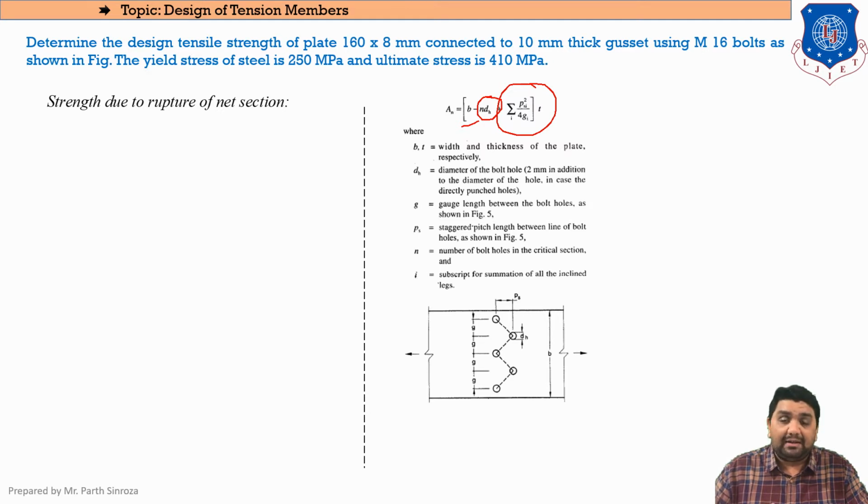S stands for staggered and P stands for pitch. So staggered pitch, sigma stands for summation, and divided by 4G. G is our gauge distance. How we'll be calculating it, we'll be seeing further on. So there are 3 things we need to focus upon.